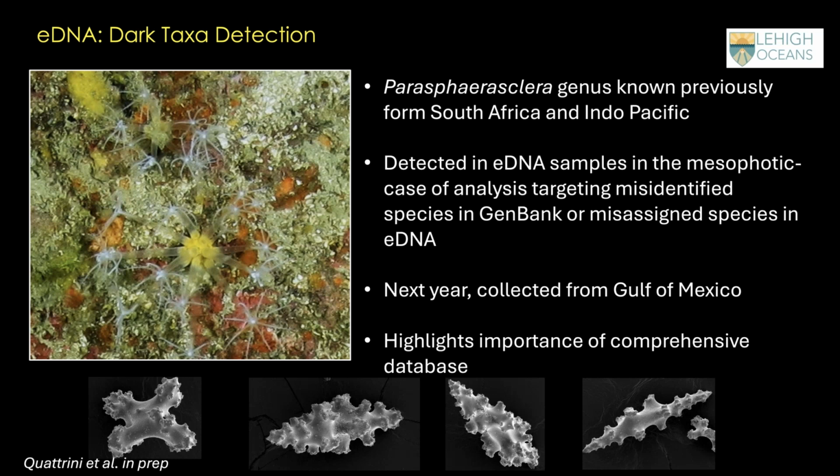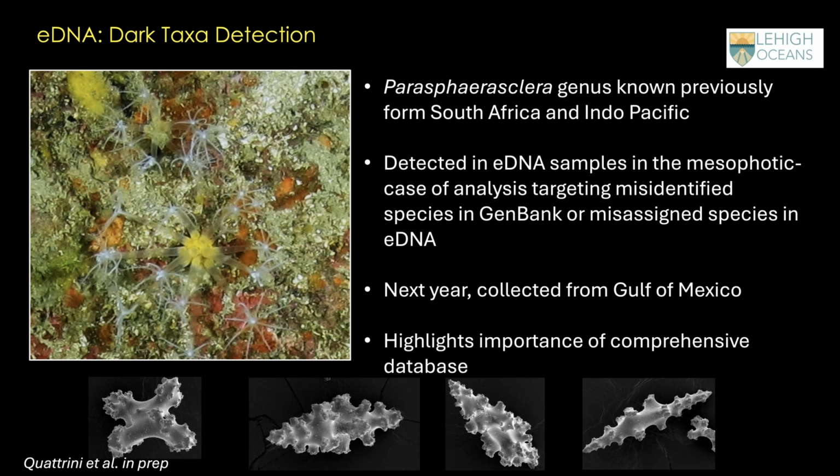We found a sequence that matched a genus Parasferosclera, which is fun to say, in an environmental DNA sample from the Gulf of Mexico. But this genus was known only previously from South Africa and throughout the Indo-Pacific. So we thought, no way, there's got to be something wrong. Maybe it was misassigned in the environmental DNA analysis, or perhaps just misidentified in GenBank.